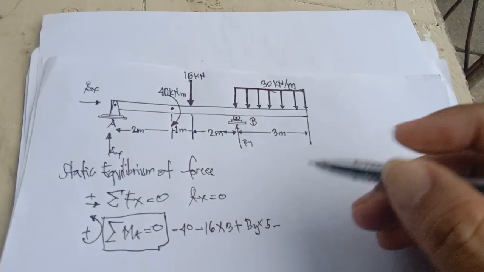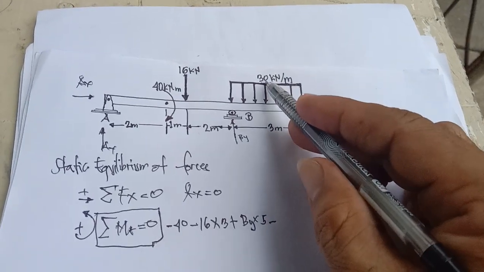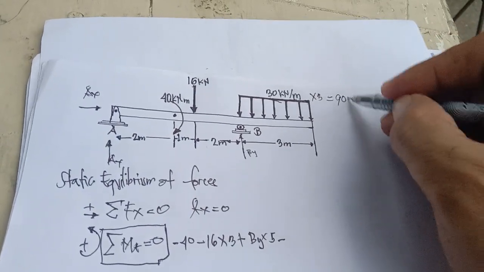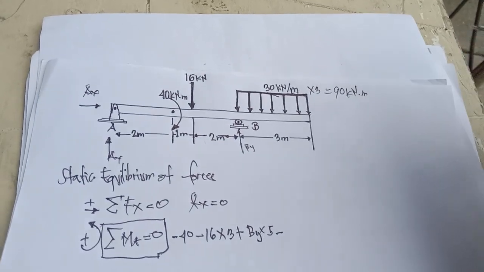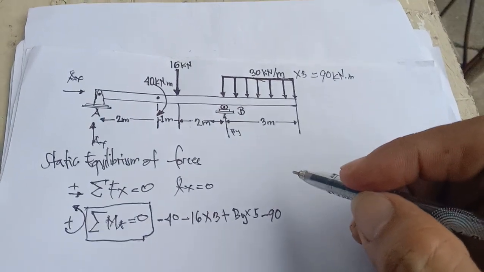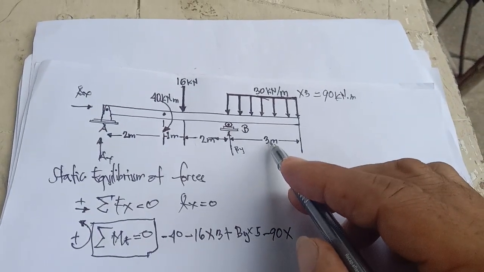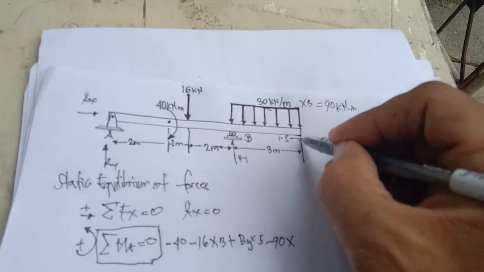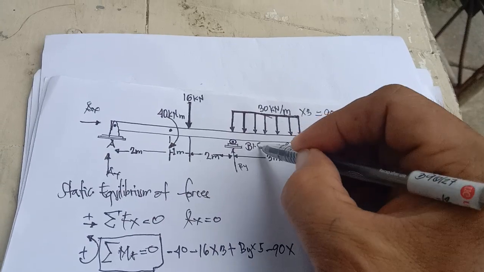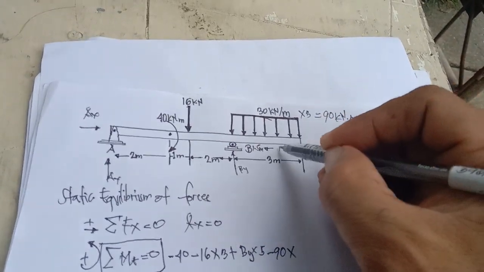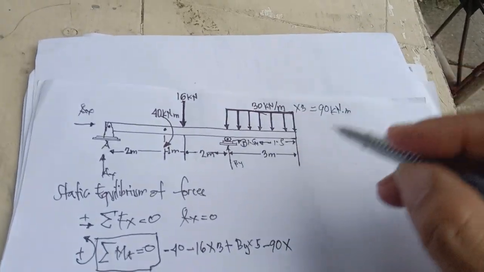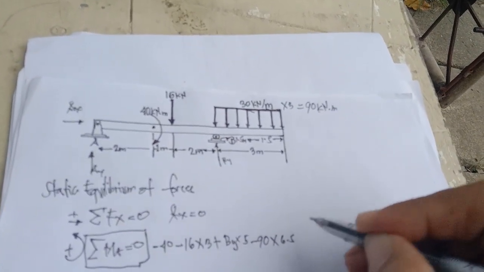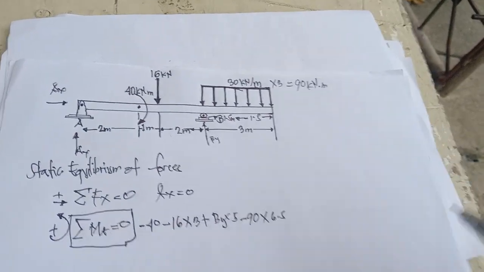Then this is 3 meters, so that multiplied by kilonewton times 3 is equal to 90 kilonewton meter, minus 90 times 1.5 meters, and this is 1.5 meters. Five plus 1.5 is 6.5.